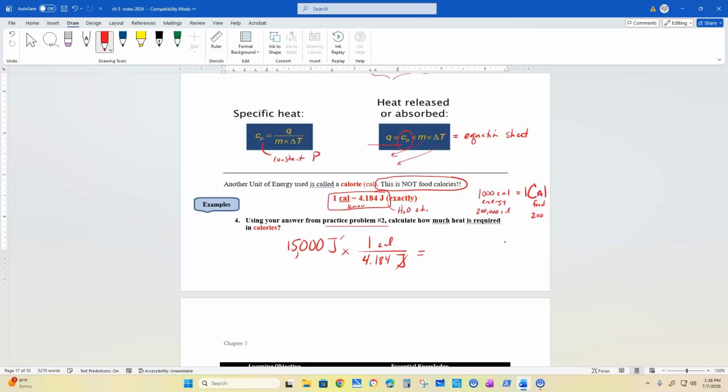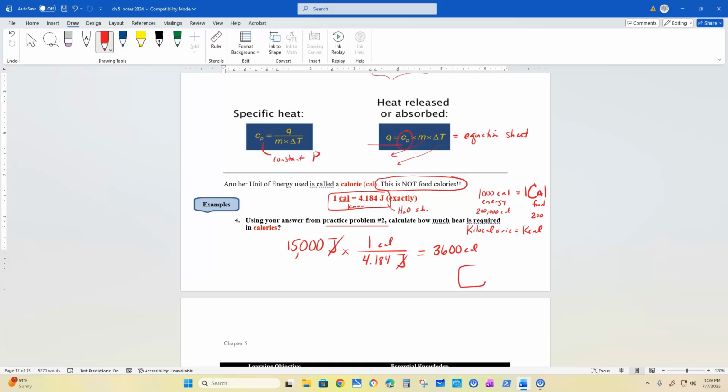Okay, bye-bye joules. And then simply divide. It's not a hard conversion. So 15,000 divided by 4.184, and you get, with 2 sig figs, about 3,600 little cal. If AP asks you to go to kcal, which is kilocalorie, so kcal, or the rock station if you're into that, okay.